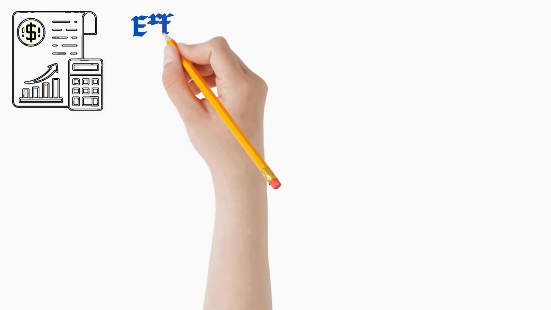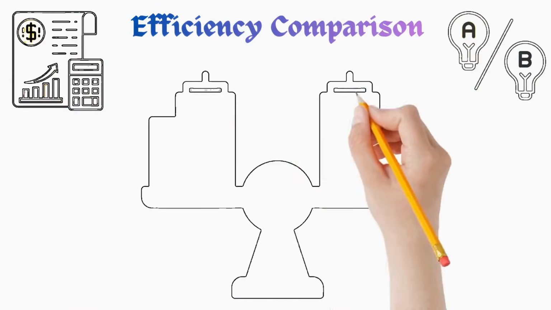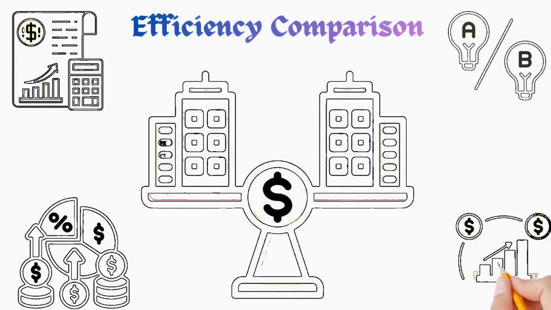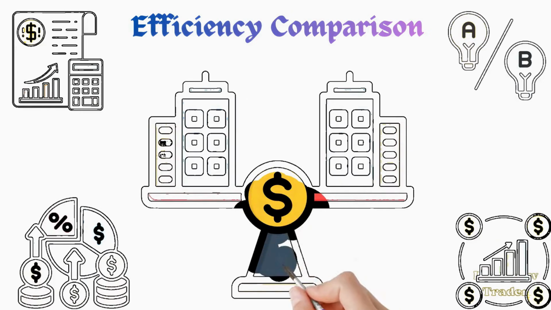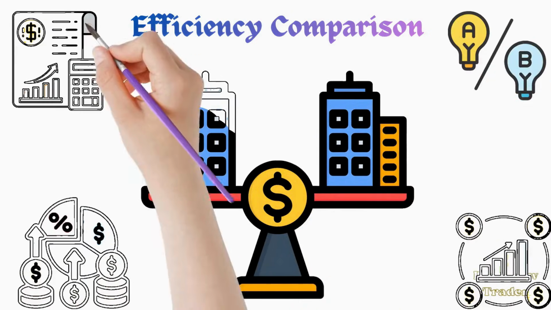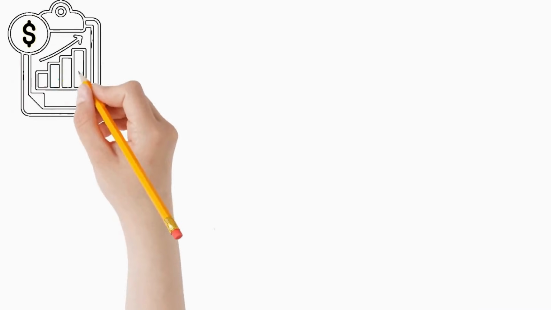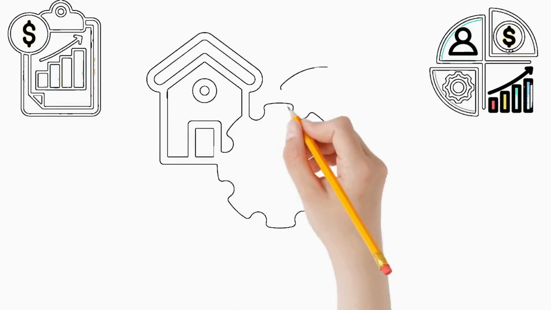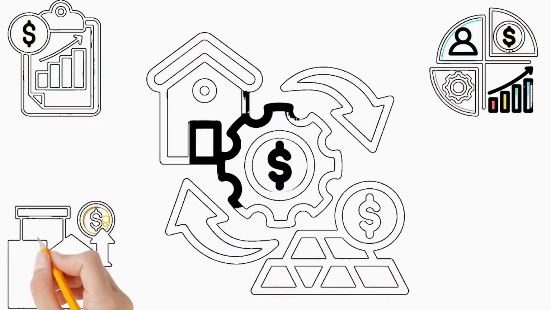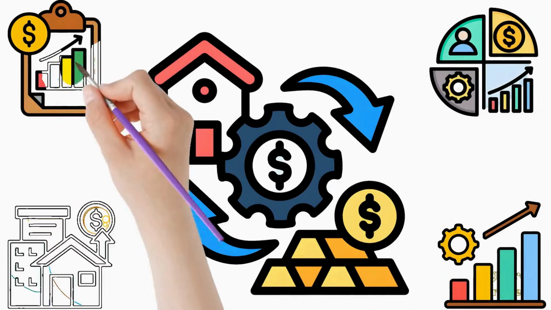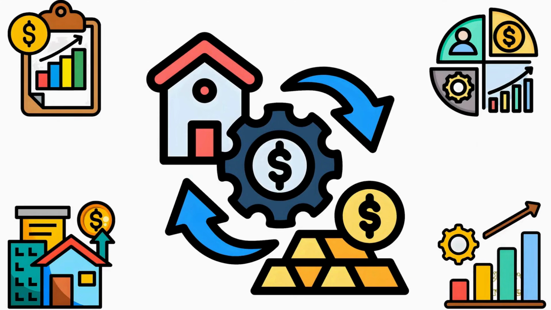Efficiency ratios help investors compare companies based on how well they use their resources. By analyzing asset turnover and inventory turnover, investors can identify businesses that operate more efficiently. Efficient companies tend to have lower costs and higher profitability. These comparisons provide valuable insights into operational performance. Investors often prefer companies that consistently demonstrate strong efficiency, as this indicates better management and competitive strength within the industry.